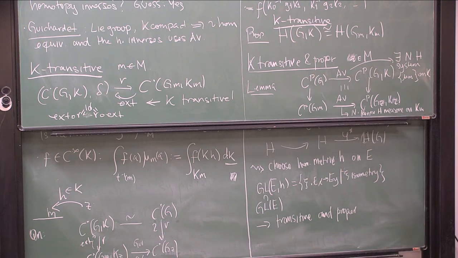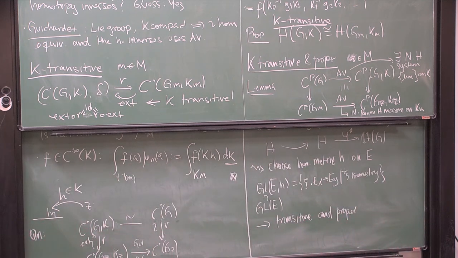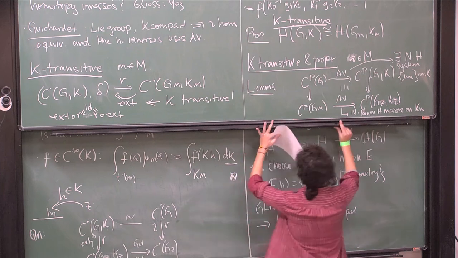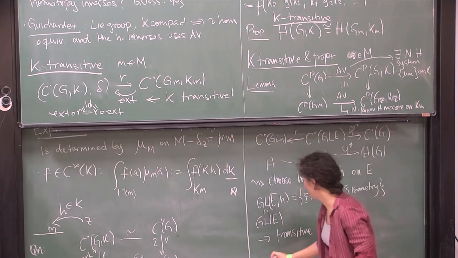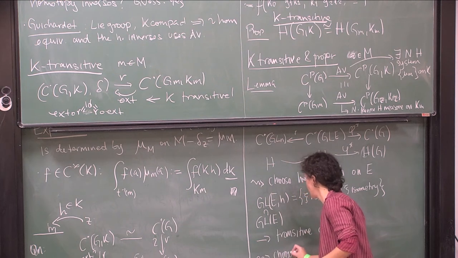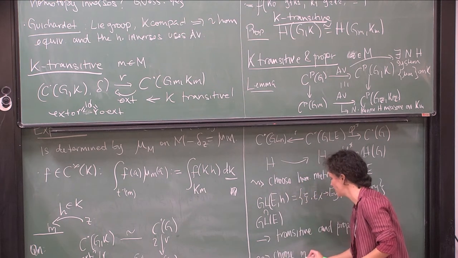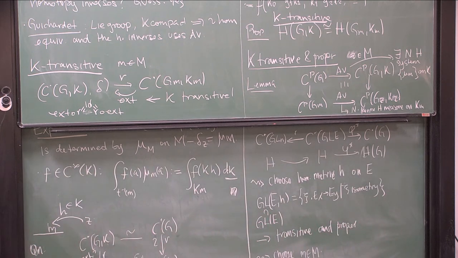Okay. And now the next thing I do is that I choose a point, right? So to look at the isotropies and fix a point. And then, where should I?